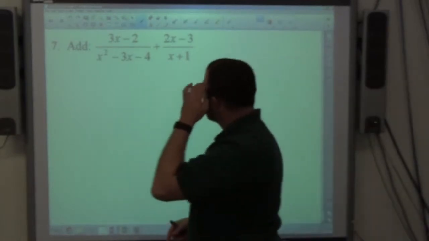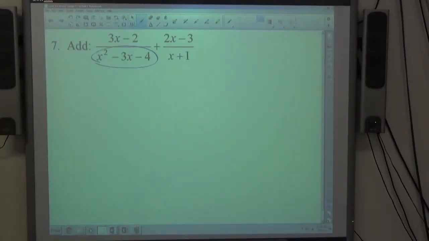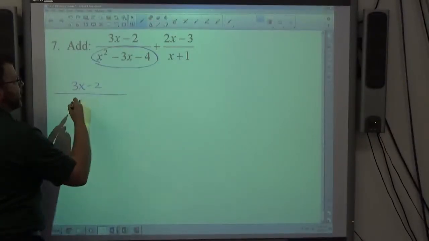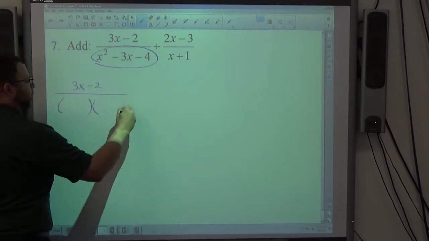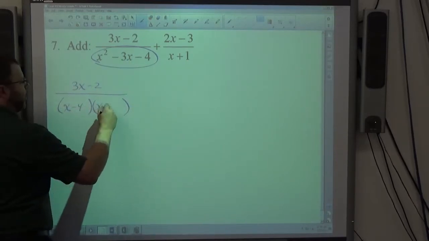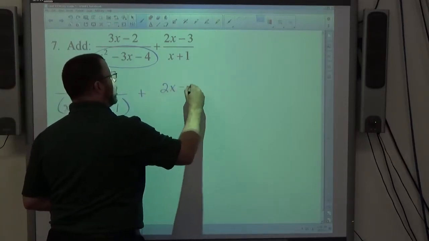Number 7, I see a factorable denominator in an addition of fractions problem. So the first thing I want to do is factor that denominator. So 3x minus 2 on top as is. Factored form, negative 4 times 1, negative 4 plus 1, so x minus 4, x plus 1. The second fraction is what it is, 2x minus 3 over x plus 1.